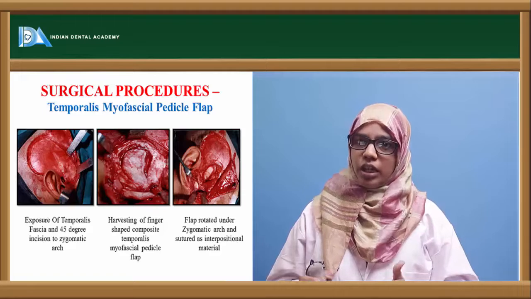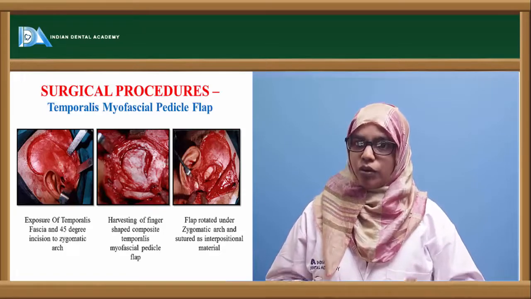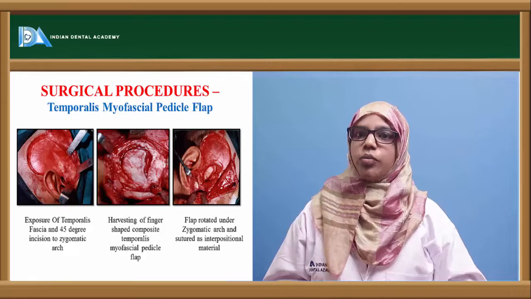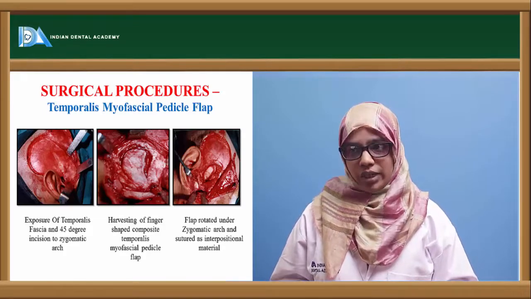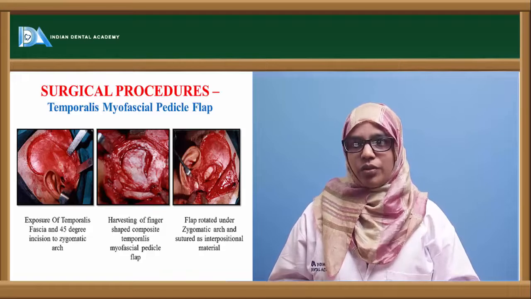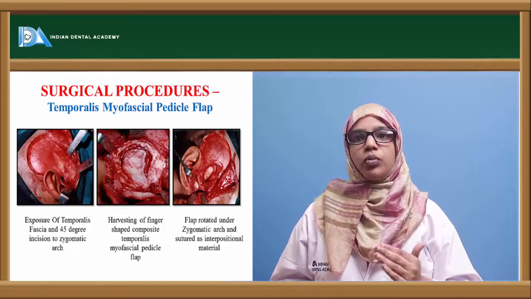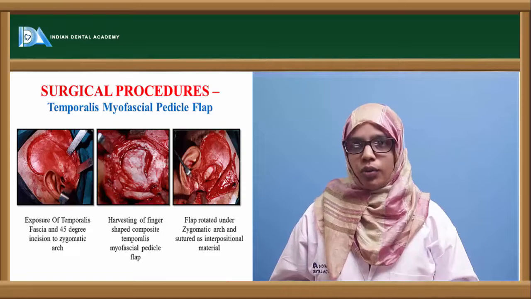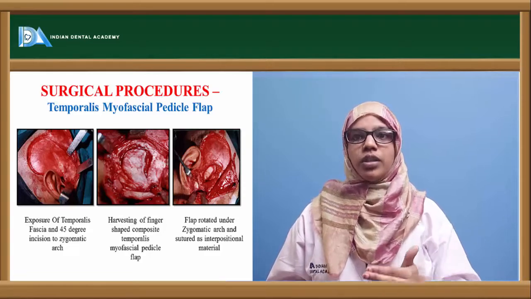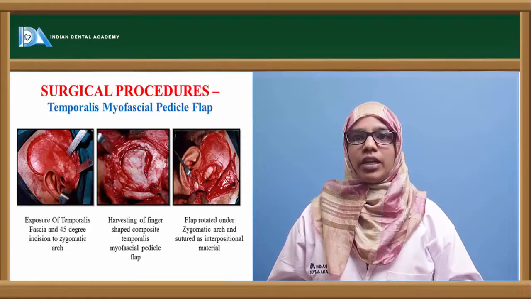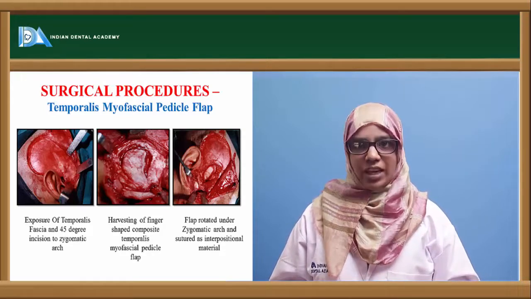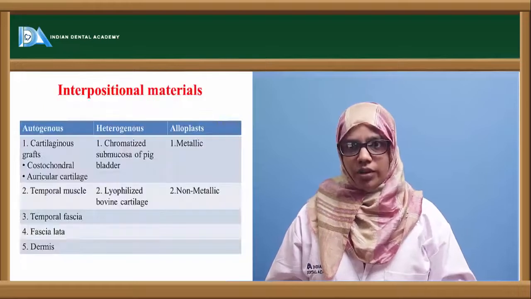Now either you could take full muscle mass or you can take either the anterior, middle or posterior section depending upon the age of the patient and the gap you have created. So you will remove this myofascial mass and you will put between the gap. Now there are two schools of thought. Either you could go over the zygomatic arch or you could go below the zygomatic arch and suture this flap on the lateral area. Either of the way is alright.